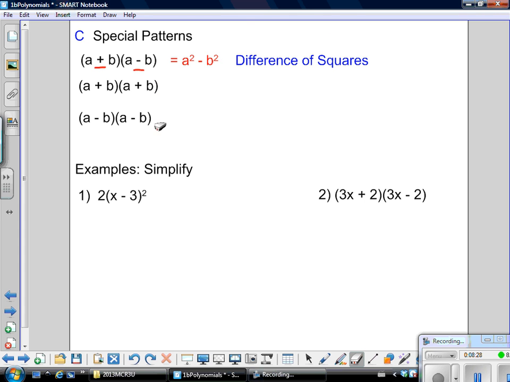The next two are related to each other in the sense that both brackets are identical. And so what you could do is you could literally write it as 1 bracket squared. Same thing here, 1 bracket squared. And when you do this, this time you will have a middle term. And the middle term that you're going to have is going to be 2 times the A and the B.